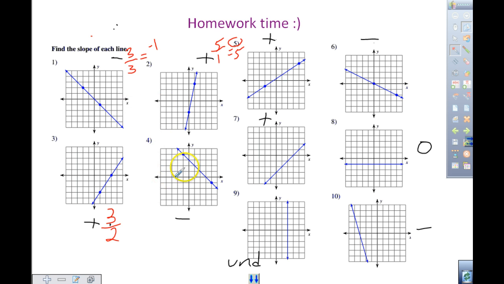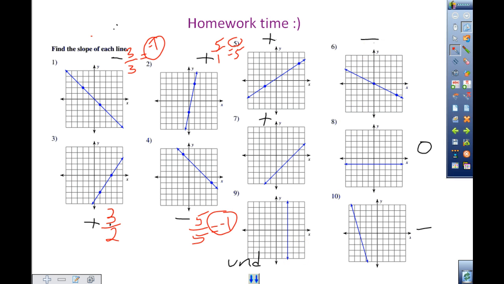Okay. One more. Rise is 1, 2, 3, 4, 5. Run is 1, 2, 3, 4, 5 again. So that's negative 1. Make sure you reduce these when necessary. Negative 3 over 3 is negative 1. 5 over 1 is just 5. 3 over 2 you can't reduce. Negative 5 over 5 is negative 1. Always want to reduce.